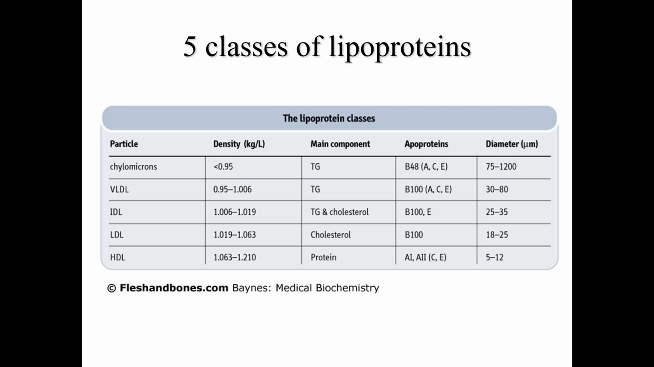So the 5 classes of lipoproteins are chylomicrons, VLDL, or very low density lipoprotein, IDL, intermediate density lipoprotein, LDL, low density lipoprotein, and HDL, high density lipoprotein. You can see the densities that exist. The main components, so chylomicrons, are primarily made up of triglycerides. VLDL is triglycerides, IDL is triglycerides and cholesterol, LDL is cholesterol, and HDL is protein. You can see the apoproteins that are involved and the relative diameter.